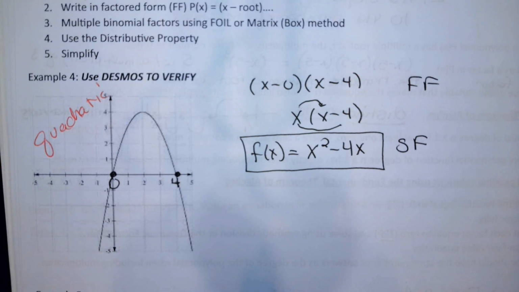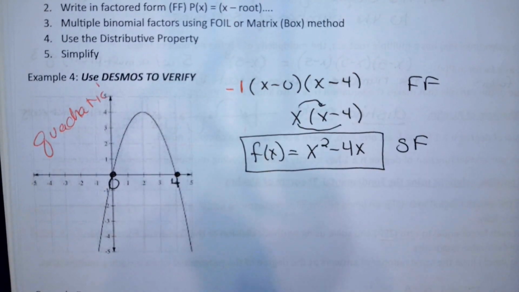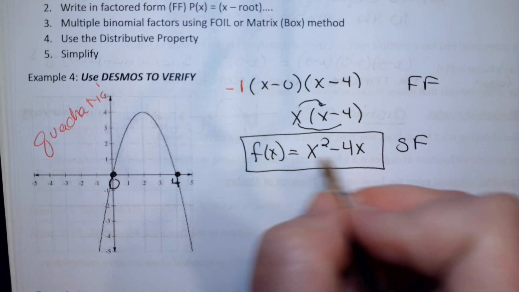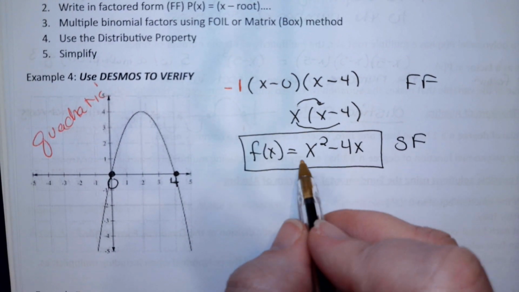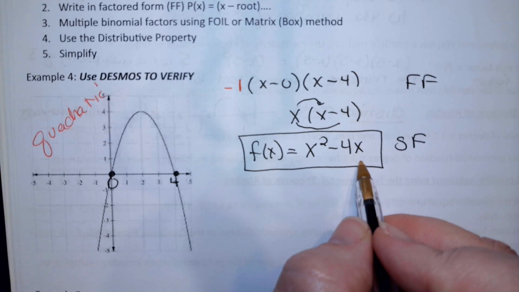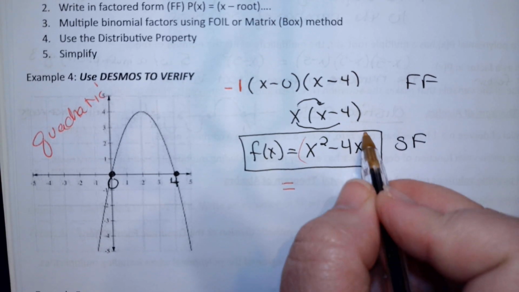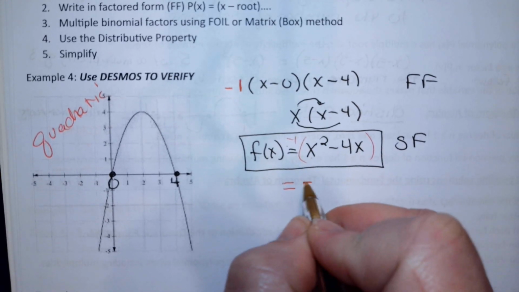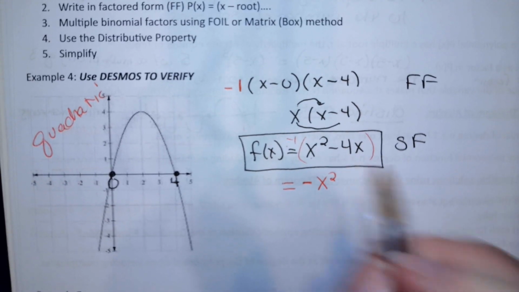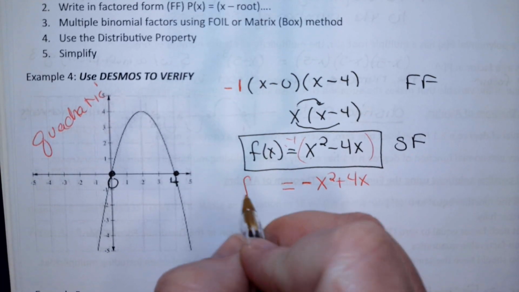Since it's opening down, I know I should actually have a negative. So up here, I would have put a -1 for my a value. And then right here, what's going to happen is that once we apply that -1, it's going to change the signs right here. So that would really be, if I multiply this by that -1, -1 times x squared is -x squared, and negative times negative is a positive, so we get positive 4x.